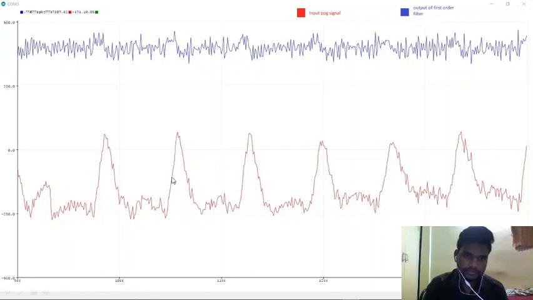The signal is the input signal, this is the output signal. And as you can see, the difference between input and output, the output signal is a high frequency signal. So as said before, the first order difference filter is a high pass filter. So from the input signal, it filtered the high frequency noise. So we got this output high frequency signal.